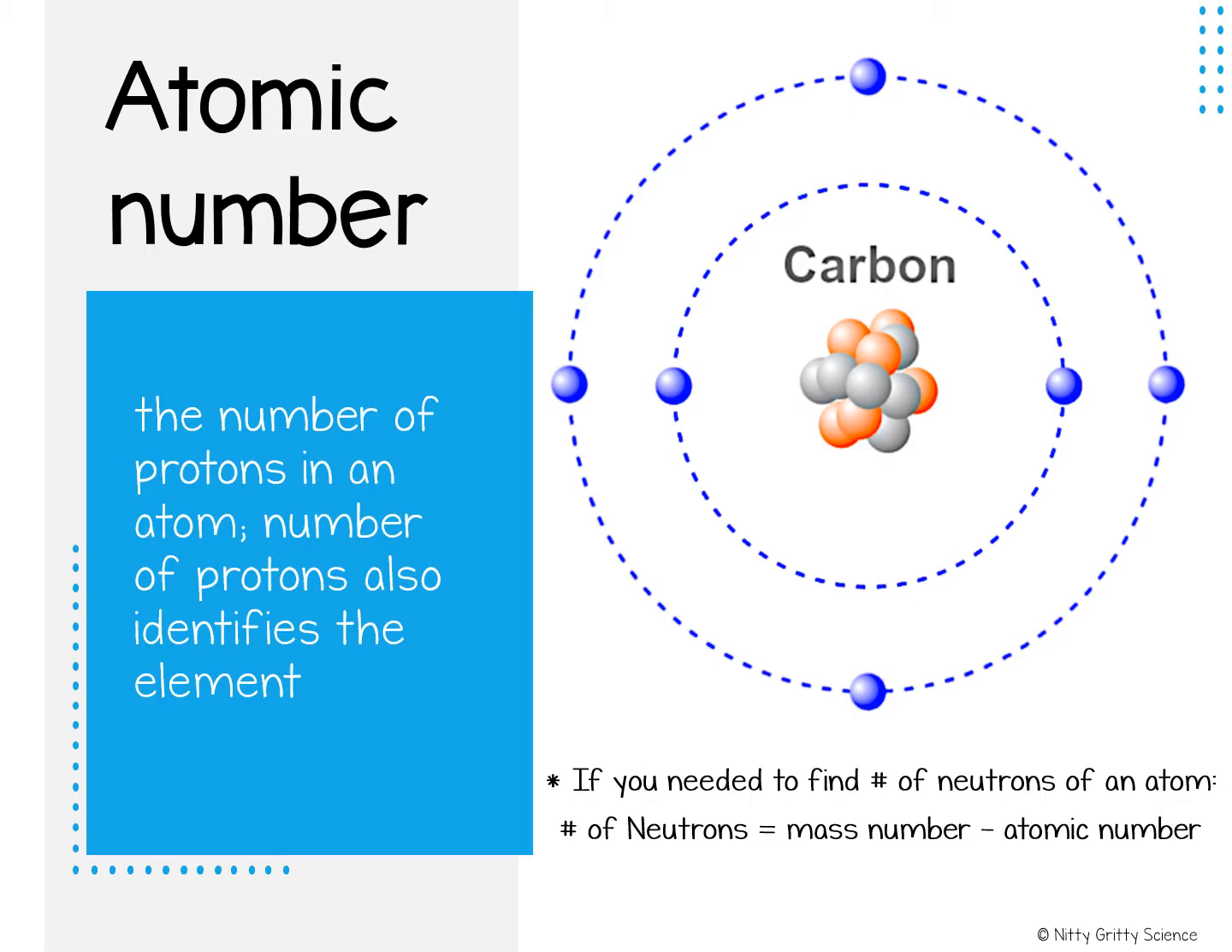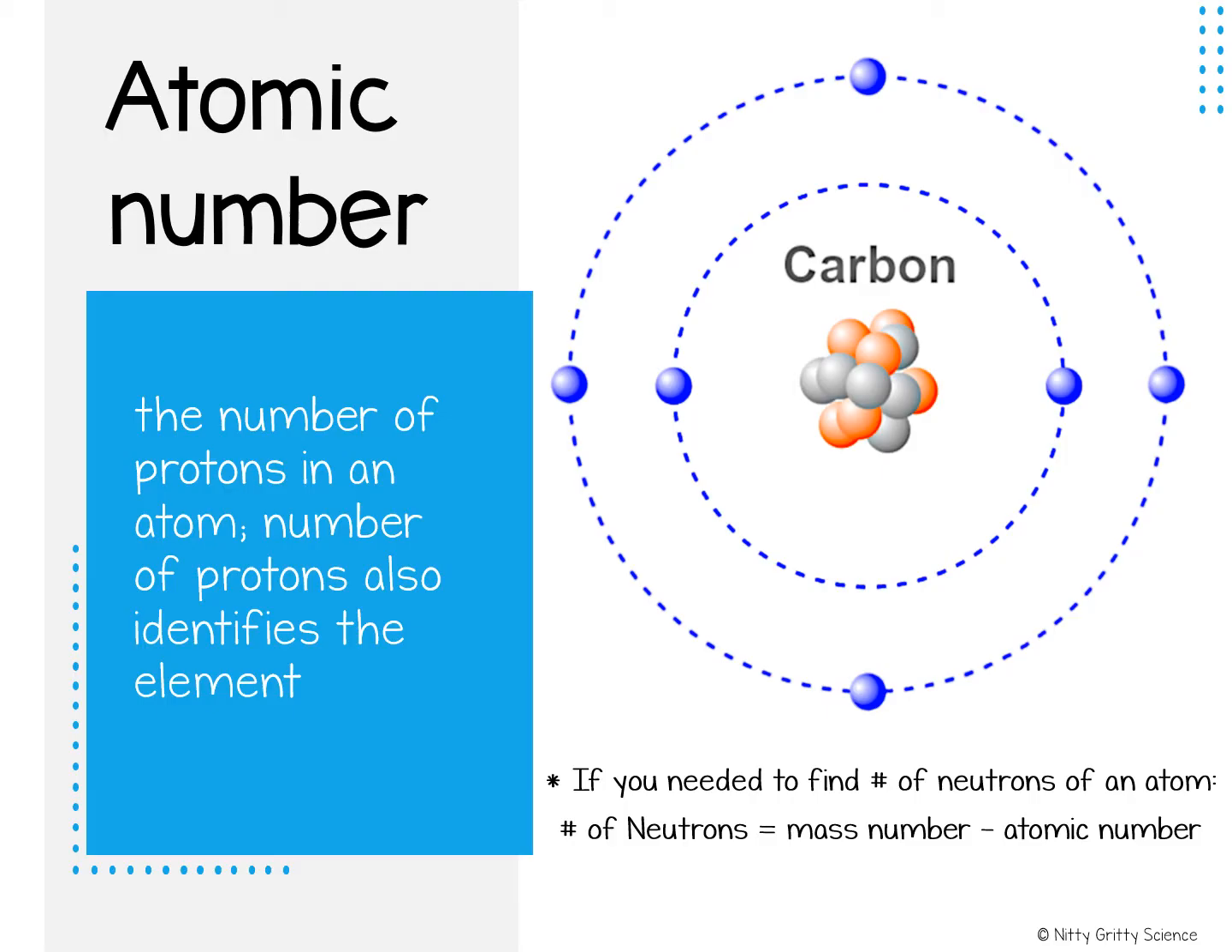The number of protons in an atom is equal to the number called the atomic number. The atomic number identifies the element. In a neutral element, the number of protons equals the number of electrons because the positives balance out the negatives to make the element neutral.